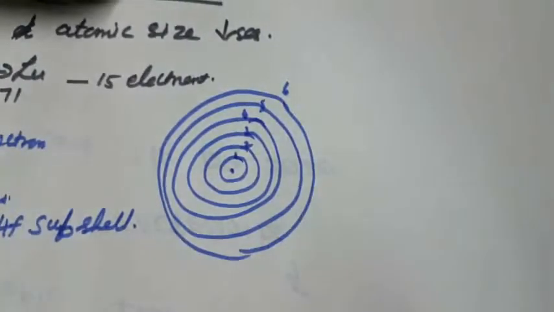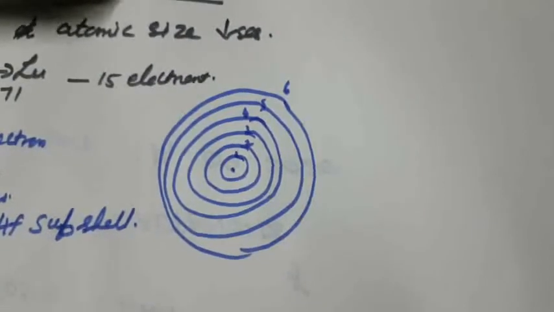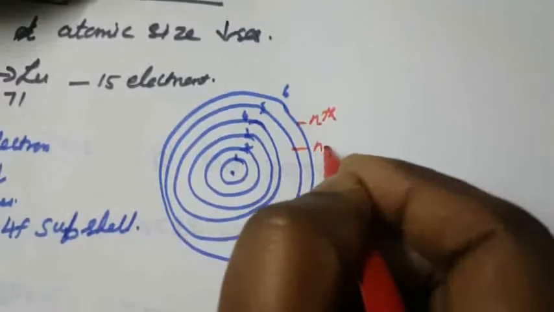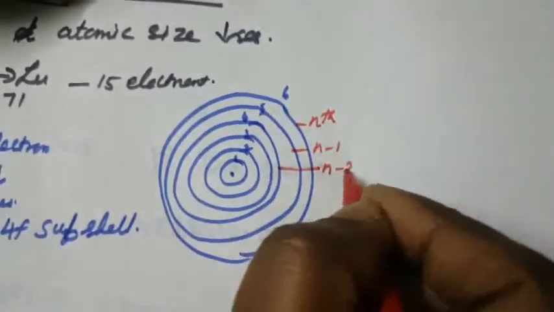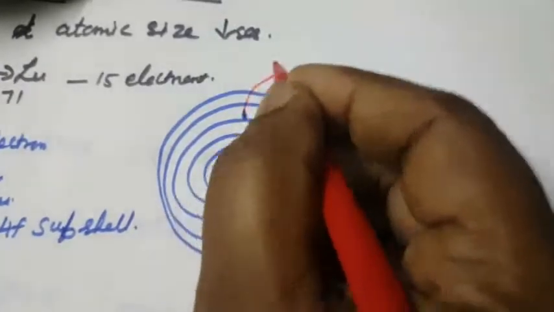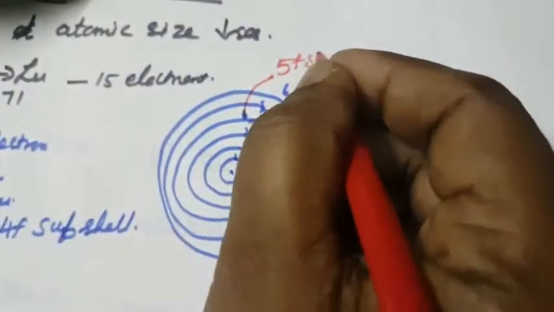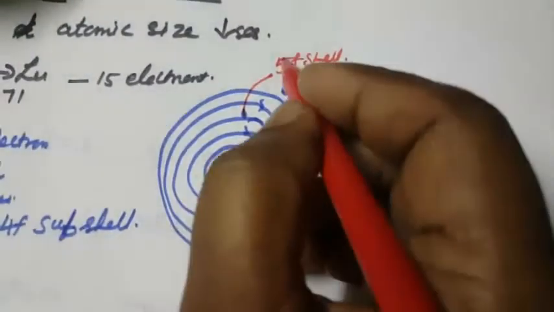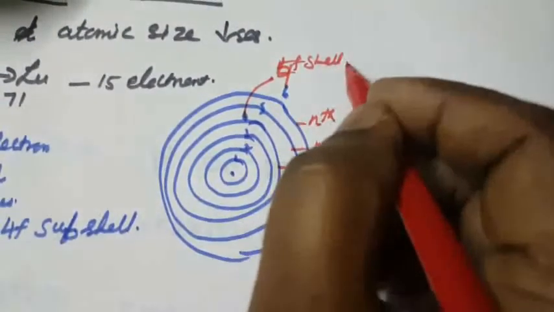So that is what is meant by the penultimate shell. The last shell is called the nth shell. This is n minus 1. This is n minus 2. The n minus 2 is called the penultimate shell, which holds the 4f subshell. That is where the electrons will be added. That is the 4f shell, where the electrons are added.